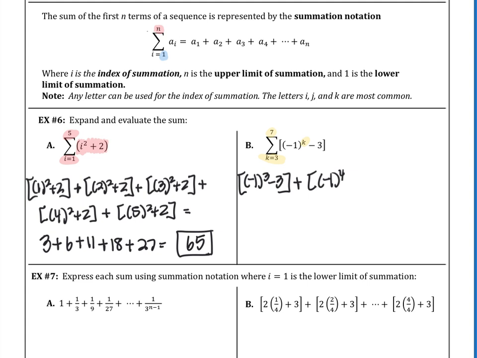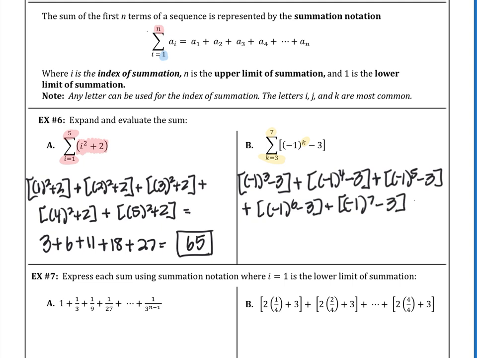Then 4. The next one would be 4, so minus 3 here, okay. And then we have 5 is the next one. Then 6. Then 7. Okay, then we add them all up.